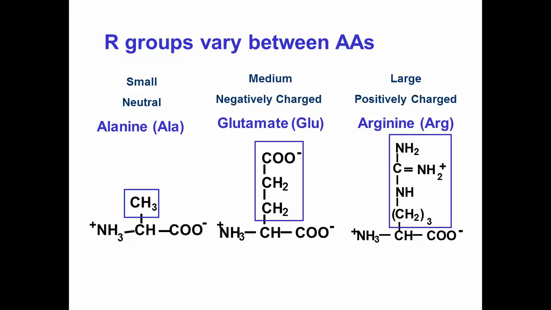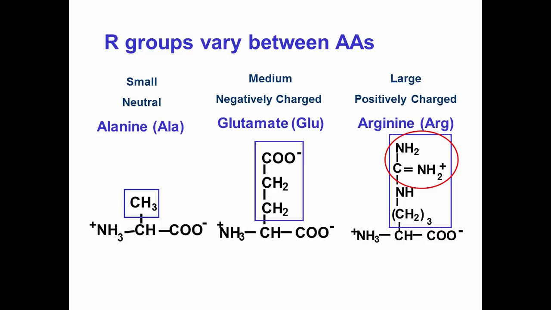Glutamate at the pH of the body is going to have a net negative charge because of this carboxyl group. It's not protonated at that pH, so it's a negative charge. And then arginine has a net positive charge at neutral pH. So that's an example of a positively charged amino acid at neutral pH. We're showing them roughly around neutral pH.